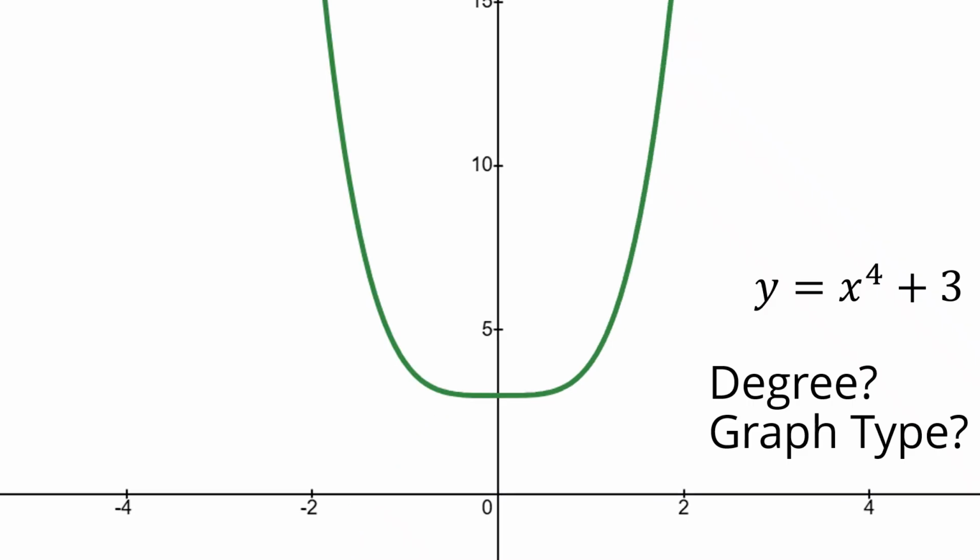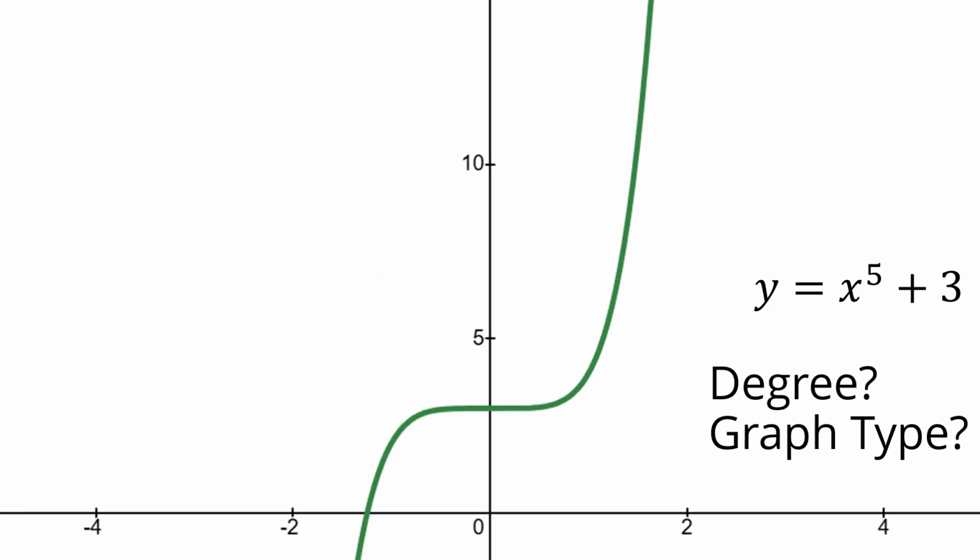All right. What about this one? y equals x to the fourth plus 3. My degree is 4. What type of graph is this? It's another quadratic graph. What about this one? y equals x to the fifth plus 3. My degree is 5, and this graph is still considered cubic.